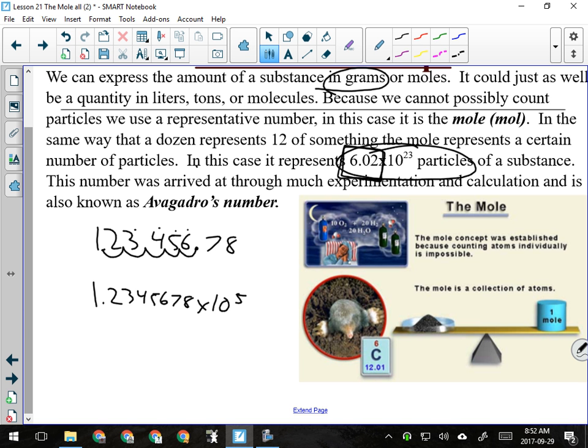Okay, that's the same number, right? Because if I multiply that by 10 to the power of 5, it's this number, right? Because I moved the decimal 10 spots. Everybody follow there? Okay, same goes if you have an incredibly small number.